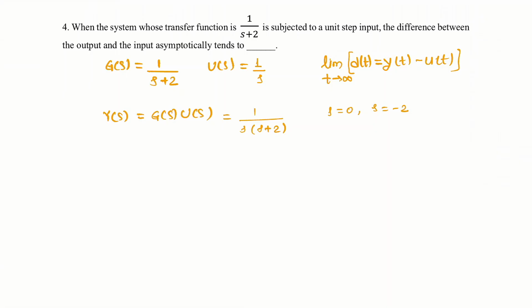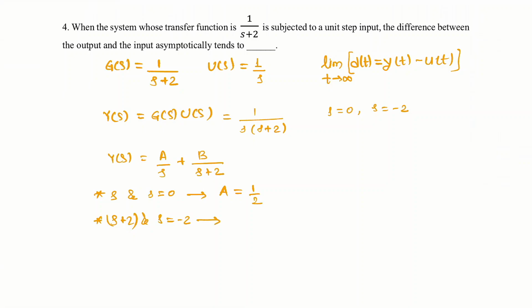So let us write y of s as a over s plus b over s plus 2. We'll multiply by s and then put s equals 0 to obtain an expression for a, because the b would get multiplied by s, which is 0. So we would have a equals 1 over 2, and we'll multiply by s plus 2 and substitute s equals minus 2. This would result in the a term going to 0, and we can get an expression for b. So that would be 1 over minus 2.